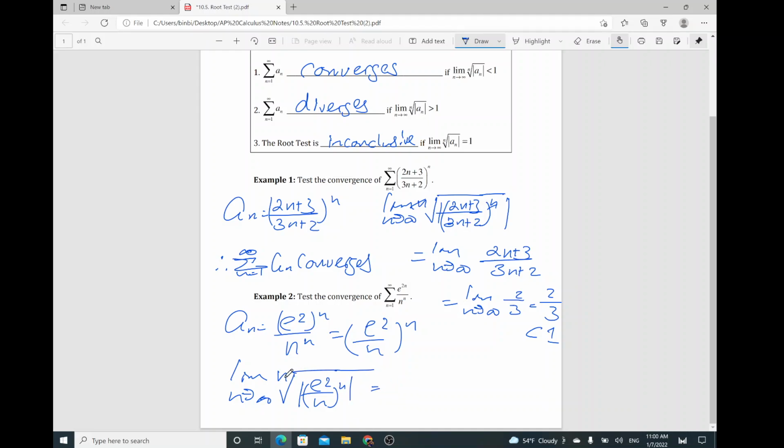As you can see, the n got canceled. What's left is just the limit of e squared over n. As n approaches infinity, it's e squared over infinity. e squared is just a constant, so a constant over infinity is 0. 0 is less than 1. Therefore, the series of a sub n converges by using the root test.